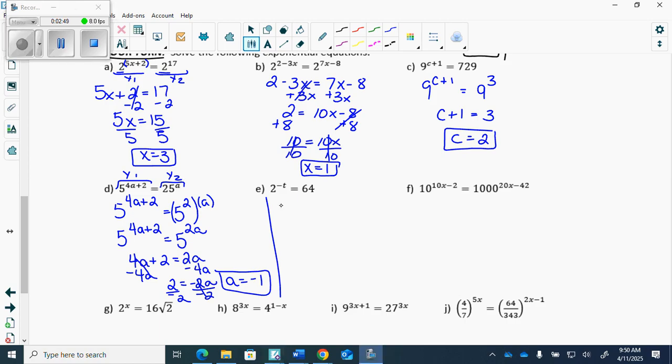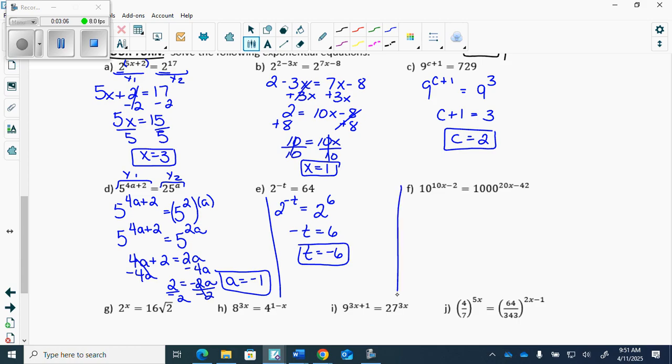So, this one is 2 to the negative t equals 64. 64 is 2 to the what? 2 to the what? 6. So negative t equals 6. So t equals negative 6.